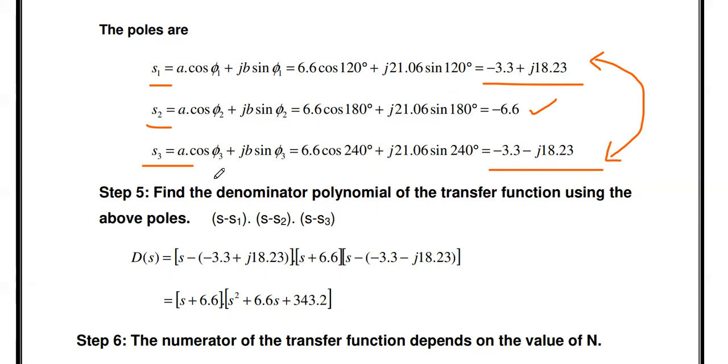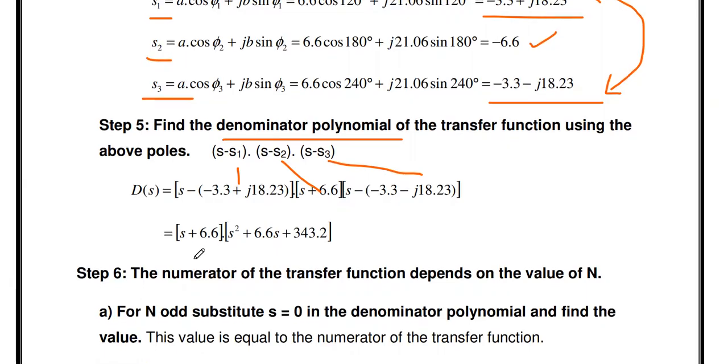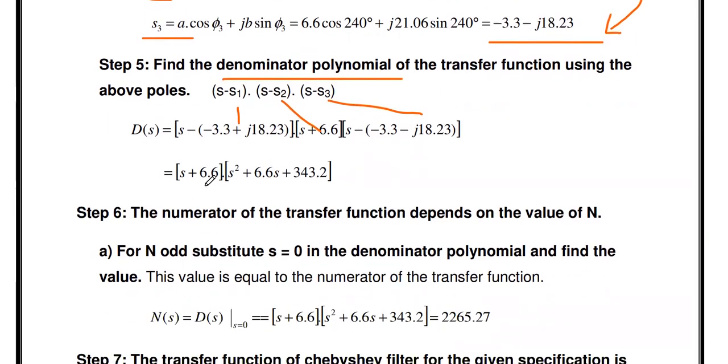And after calculating the poles, we have to find the denominator polynomial. Okay, so the denominator polynomial is obtained by multiplying s minus s1 into s minus s2 into s minus s3. So simply you substitute the s1 value, s2 value and s3 value. Then if we multiply all this, we get the denominator polynomial: s plus 6.6 into s squared plus 6.6s plus 343.2. Okay, so the denominator polynomial is calculated.